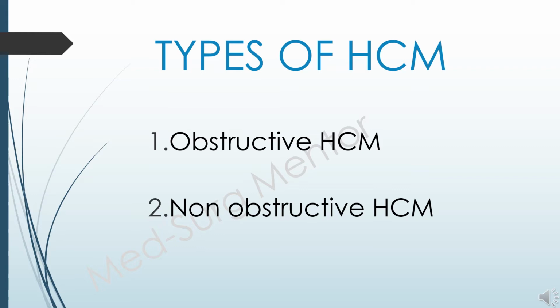Let's move on to the types of hypertrophic cardiomyopathy. There are mainly two types, that is obstructive and non-obstructive hypertrophic cardiomyopathy. This classification is based on the extent of the pathological changes. Obstructive hypertrophic cardiomyopathy occurs when the thicker ventricular walls block blood flow out of the heart. But if there is no significant blocking of the blood flow, the condition is called non-obstructive hypertrophic cardiomyopathy.